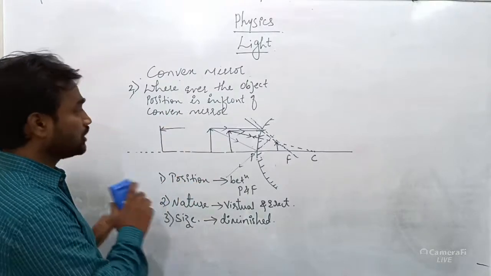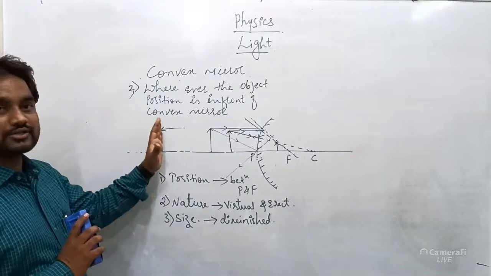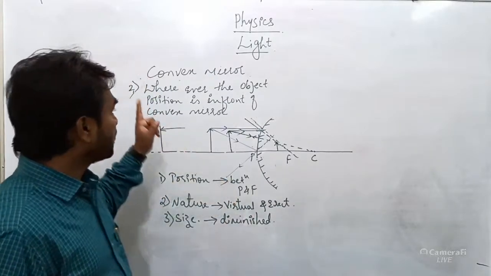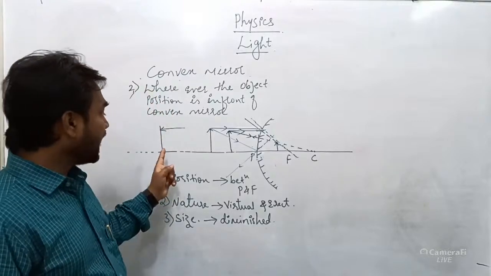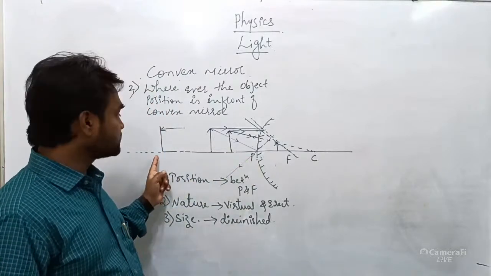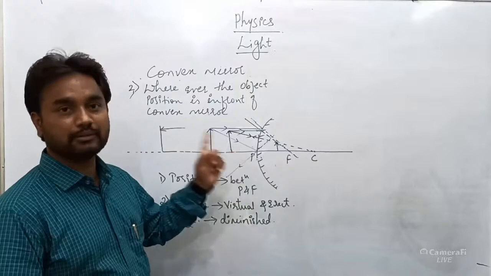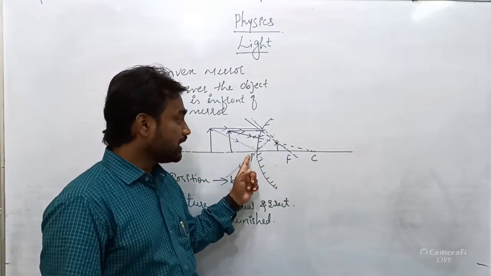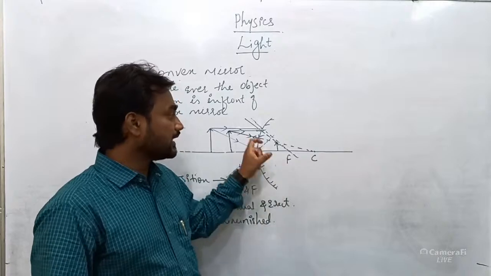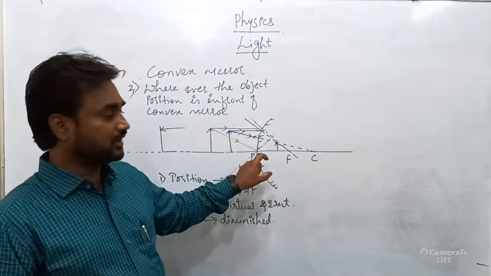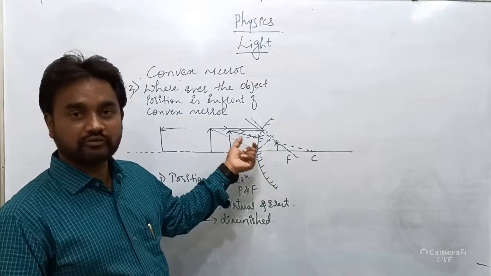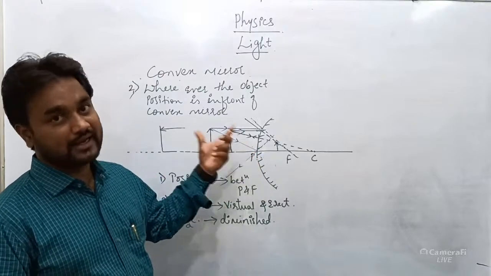Is that clear? So this is the image formation in case of the convex mirror. So only two positions we have, one is at infinity, and the second is anywhere, no matter where the object is between infinity and the pole, you will be getting the image at one position itself, that is between pole and principal focus, and the size of the image will always be diminished, and the nature of the image will always be virtual and erect.